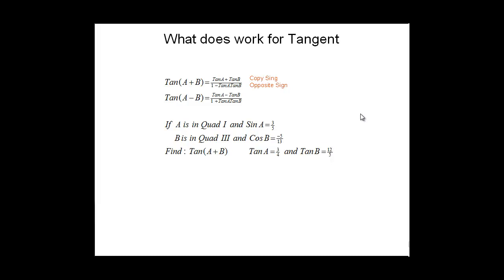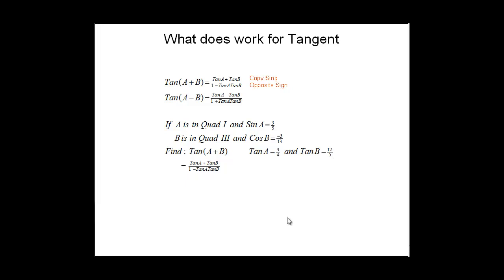I can't do that very well on the PowerPoint. So draw a triangle in the third quadrant, put angle B, negative 5 is cosine adjacent, and 13 is the hypotenuse, so 12 is opposite, so it's 12 over 5. Okay, now given this information, we can look at this fraction up here. Get tangent A, tangent B. So tangent of A is 3/4. Tangent of B is 12/5.